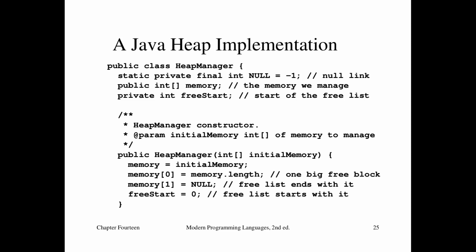And so then we initialize our heap manager with a constructor, and we do 4 things. First, we're given the initial memory, the block that we're going to manage. And then we set memory 0 equal to the memory.length, because it's initially just one empty block of memory. And then we have memory 1 equal to null, which is what the free list ends with. And then finally we have free start equal to 0, because that's the start index of the block.